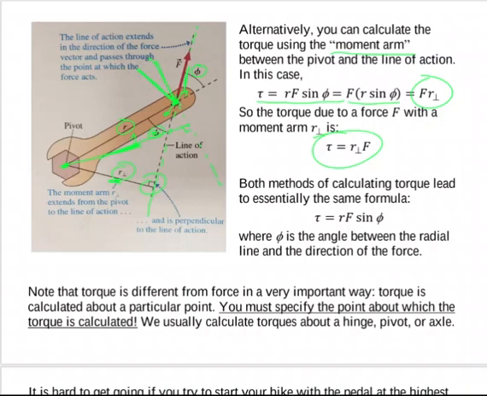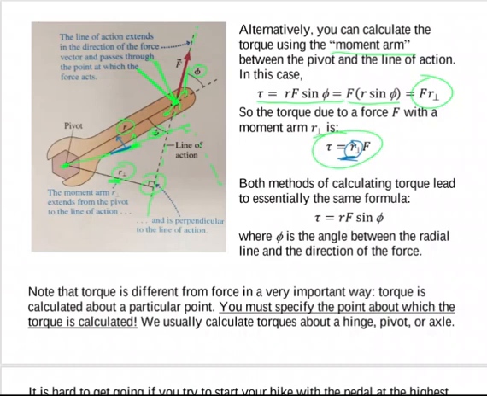Okay? So basically what this formula is showing is that the greatest possible torque would be when the radius equals radius perpendicular. That is when the moment arm actually becomes the radius, because the angle is 90 degrees perpendicular, and that sine equals 1, right? Then you have the force and the radius, and you get the greatest torque.